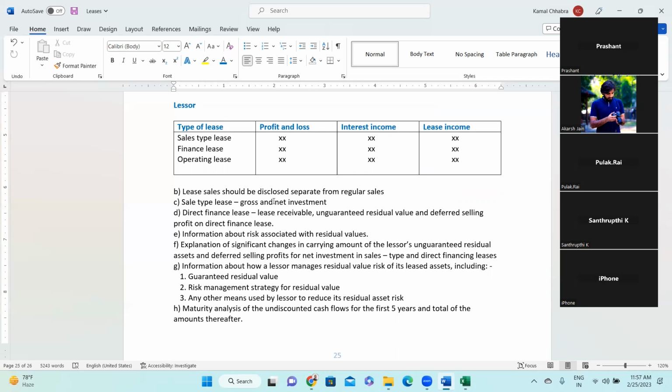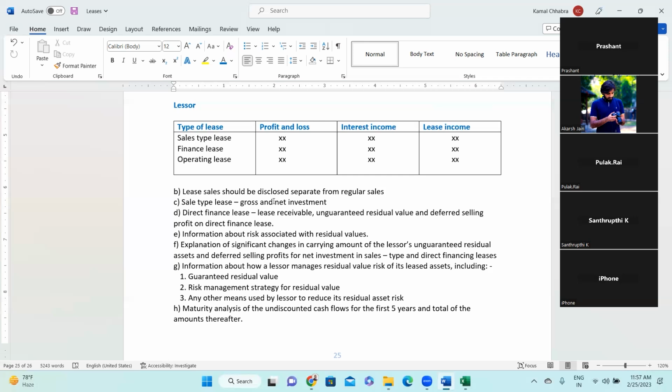Fourth is direct finance lease. In case of direct finance lease, you need to disclose lease receivable, unguaranteed residual value, and deferred selling profit on the direct finance lease. If you remember, in the direct finance lease, we understood the gross profit is being deferred and it's being recognized as and when the collection is being made. So here it's your responsibility to disclose separately that this much amount of profit is being deferred as the amount is expected to be collected in a future period. Make sense?